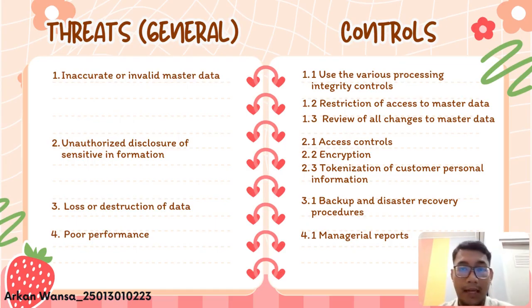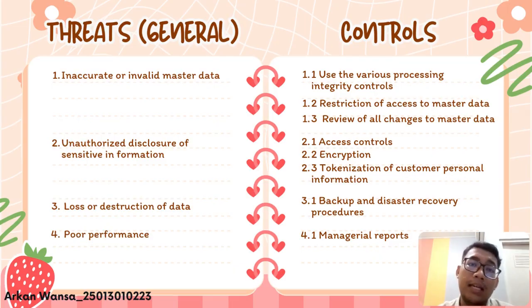The second general threat is unauthorized disclosure of sensitive information. The first control is to employ strong access controls. Control 2.1 is to limit who can view such information. It is also important to configure the system to limit employees' abilities to use the system's built-in query capabilities to access only the specific tables and fields relevant to performing their assigned duties. Then control 2.2 is encryption. So sensitive data should be encrypted.